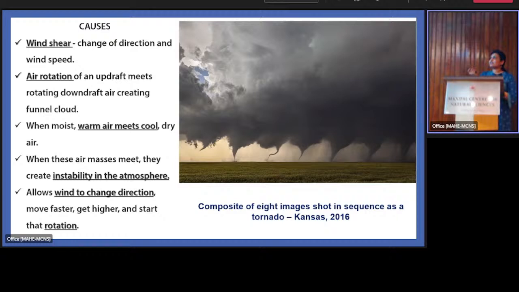However, I want to show you this composite of 8 image shots of a tornado that happened in Kansas. The formation of the tornado when it started, when it became disastrous. You see, there are 8 composite images. This is caused by wind shear and air rotation, where I said that the warm air and cool air meet, and it is created when there is an instability in the atmosphere. And this is also one of the catastrophic images.